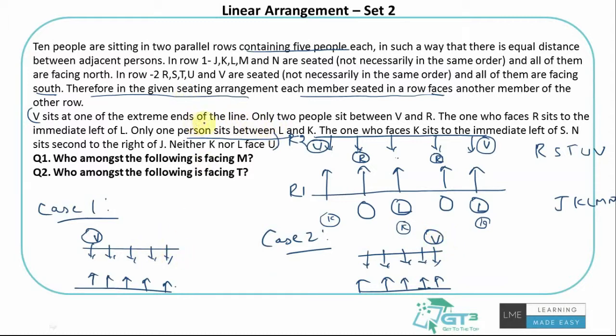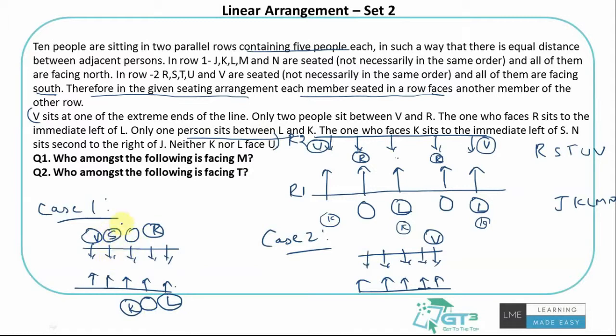Case 1. Only 2 people sit between V and R, so there is only one possibility of R sitting here. The other side of V is not a possibility to see 2 people sitting between V and R. And the one who faces R sits to the immediate left of L. So R is here, the one facing R is here. So L must be here, so that the one facing R is sitting to the immediate left of L. Only one person sits between L and K, so L is here, so K must be sitting here. The one who faces K, that is this person, sits to the immediate left of S. So S must be seated here.